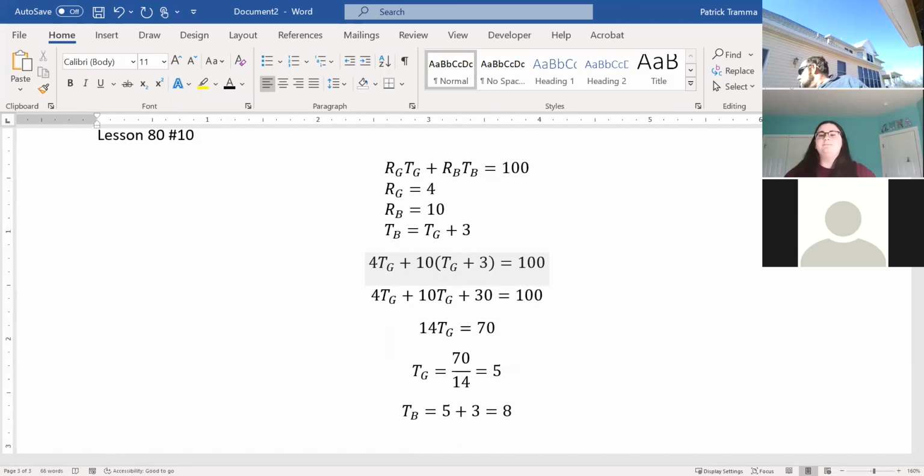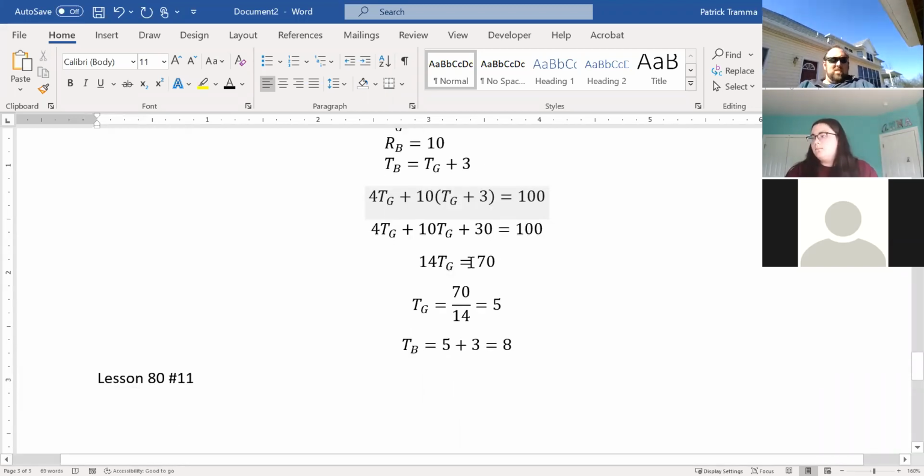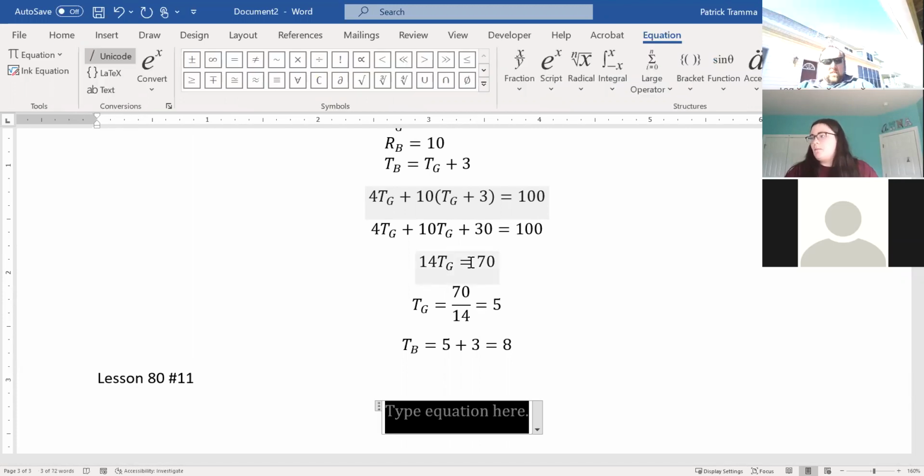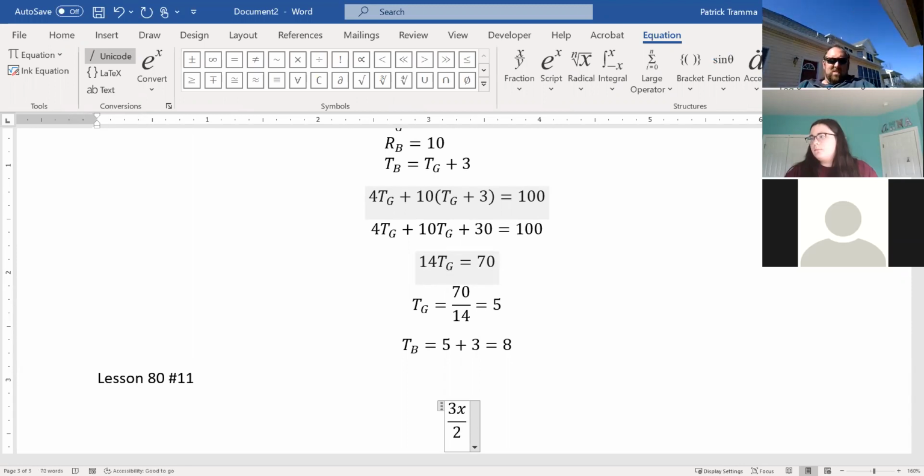Okay. I think we might have time for one more. What's the next problem? Rosie, help me out with 11. So tell me what the problem is so I can type it in. 11. Okay. 3x over 2 minus 5 minus x over 3 equals 7. Good. Okay, so what will we do here?